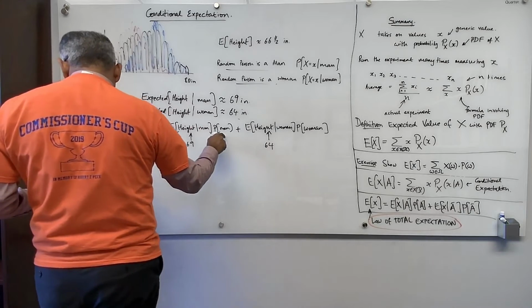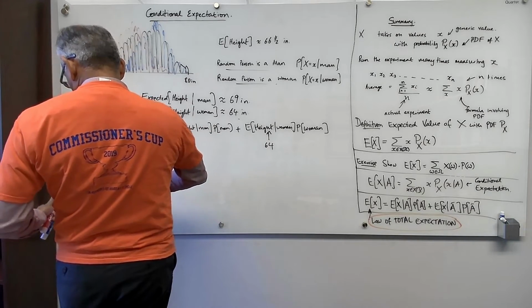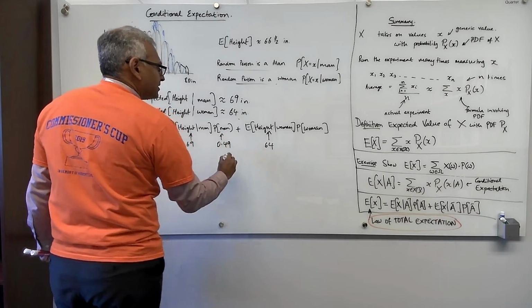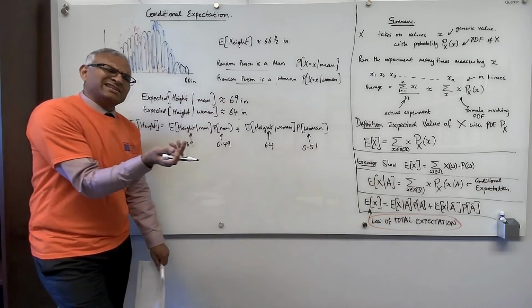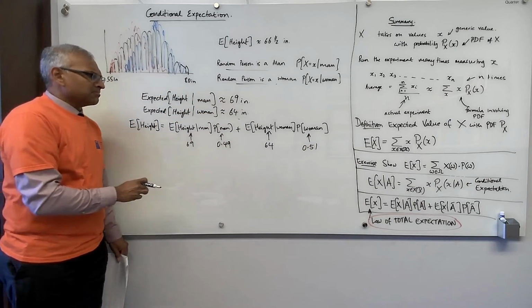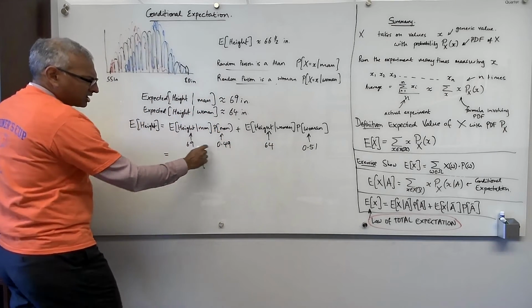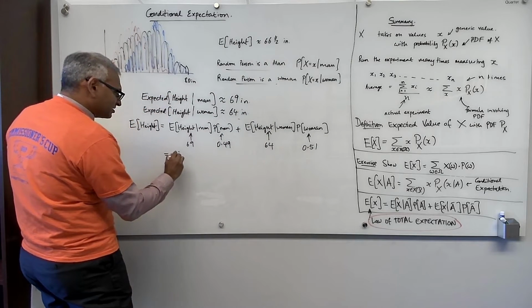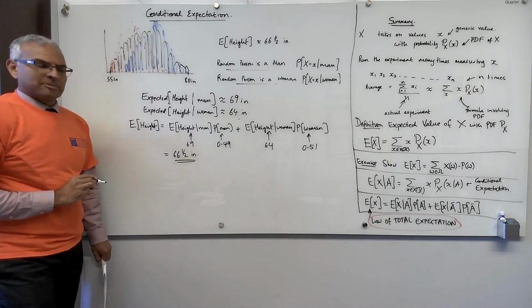The probability of a man turns out to be approximately 0.49. And the probability of a woman is approximately 0.51. So there are slightly more women in the US than men. So 49% men, 51% women. And when you compute this times this plus that, indeed, you will get approximately 66.5 inches. Law of total expectation.